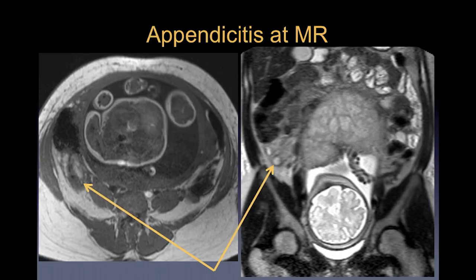But this turned out positive. So big appendix, lots of stranding in the fat around it, fluid-filled lumen, a case of positive appendicitis in pregnancy.